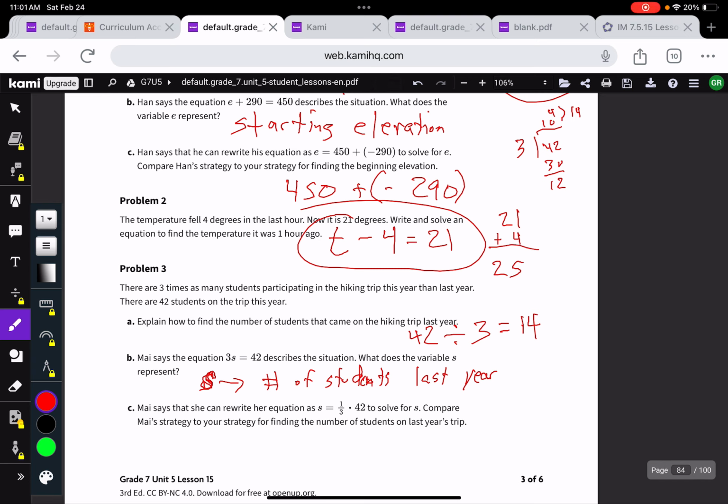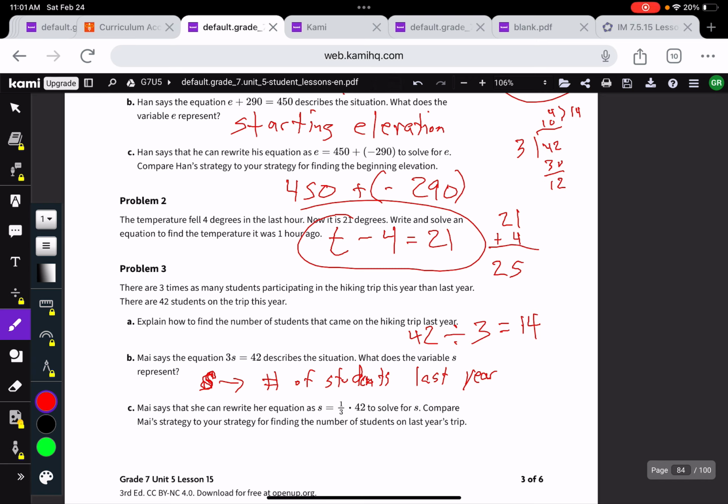My says she can rewrite her equation as s equals 1/3 times 42 to solve for s. Compare my strategy to your strategy. We said let's take 42 and divide it by 3. My said let's take 1/3 and times it by 42. Well, let's do that. 1/3 times 42 means I have 1 times 42 on top, and if I want to, I can write that over 1. But with fractions, it's numerator times numerator, denominator times denominator. And I get 42 over 3.